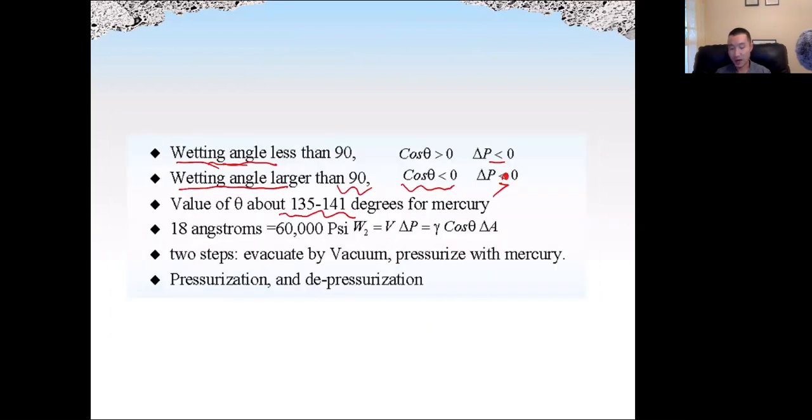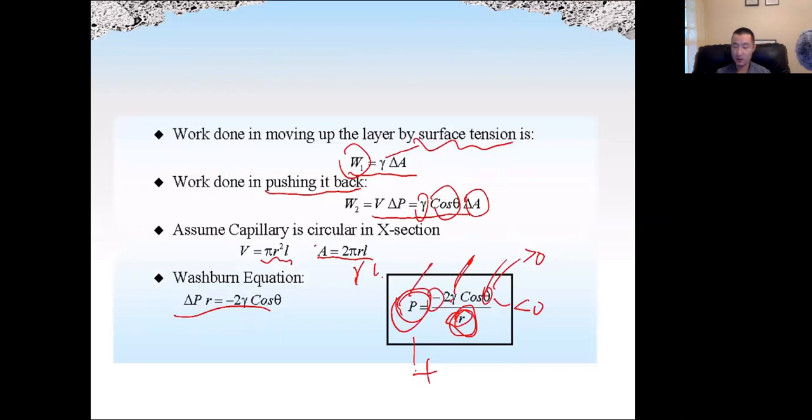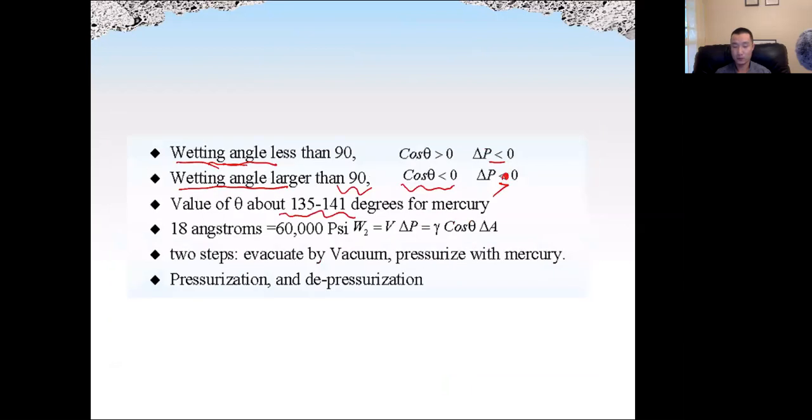And the higher the pressure, the higher the force we can push into the pores with smaller radius, smaller r. So for a pore size of 18 angstrom, 1 angstrom is equal to 1 times 10 to the power of negative 10 meter, 18 angstrom corresponds to 60,000 psi, based on the Washburn equation. So that's the basis for MIP.